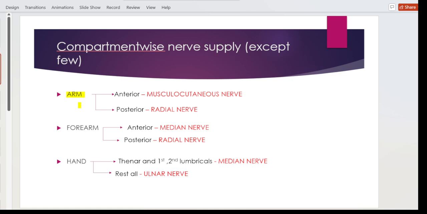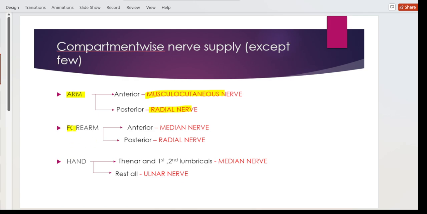Do you know the region of arm? It is from the shoulder joint to the elbow joint. It has two compartments, anterior compartment and posterior compartment. Both the compartments have muscles. The anterior compartment muscles are supplied by the musculocutaneous nerve. Okay? And the posterior compartment muscles are supplied by the radial nerve.